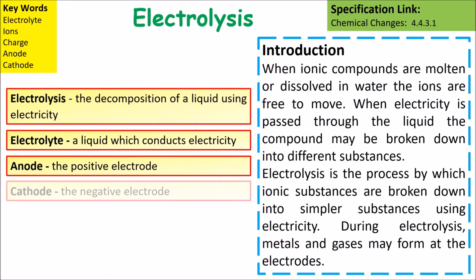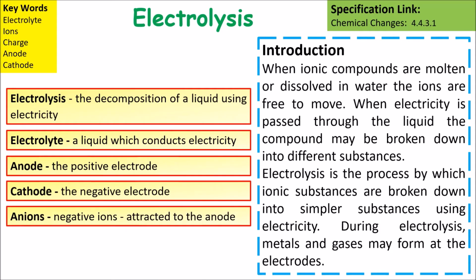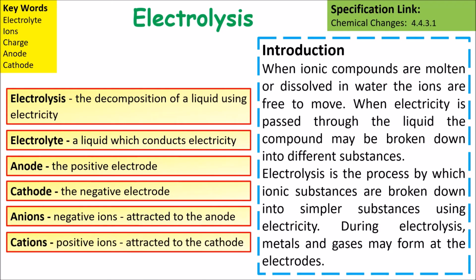The anode is the positive electrode. The cathode is the negative electrode. Anions are negative ions. Cations are positive ions.